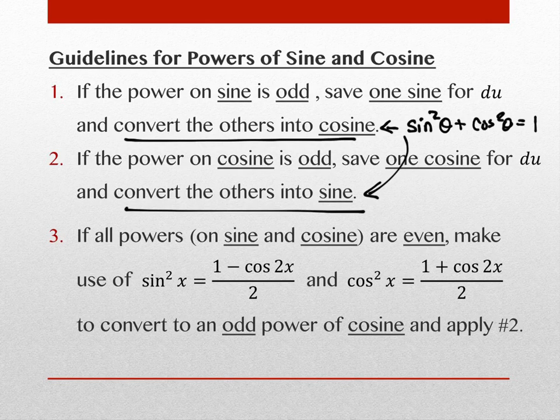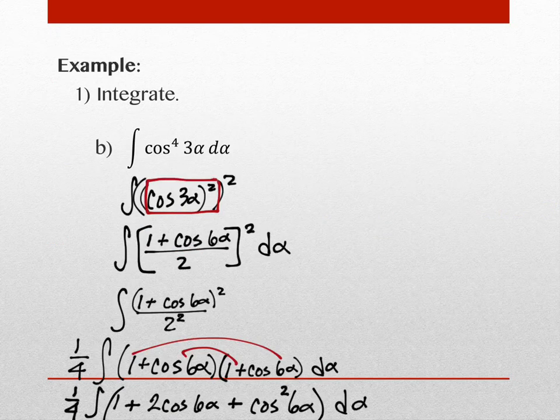I'm back down here in 3, aren't I? I've got an even power on cosine. So I'm going to do step 3, or not step 3, but guideline 3 again for that piece. Now, before I do that, let me just rewrite what I have so that we can see it a little bit more clearly. Let me use another screen. I think I have another one, so. Yep.